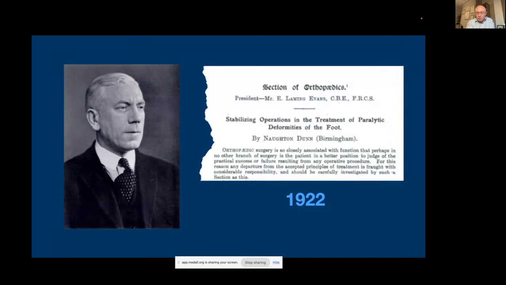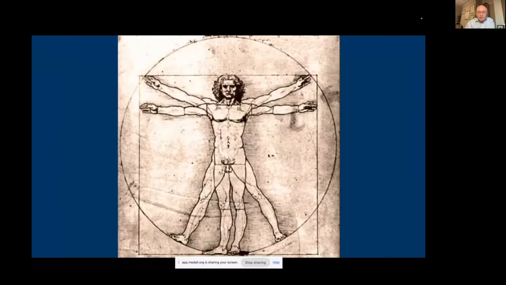Norton Dunn is one of the founding fathers of orthopedic foot and ankle surgery in the UK, and in a paper in 1922 there's a really good quote. It says, "In no other branch of surgery is the patient in a better position to judge of the practical success or failure resulting from any operative procedure." And that applies to everything that we do, but it applies particularly, I think, to cavus foot and neurological foot surgery.